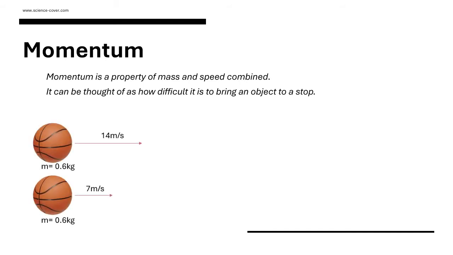These two basketballs have the same mass, but one basketball is moving at 14 meters per second while the other is moving at 7 meters per second. This means that the top basketball has more momentum. It's more difficult to stop as it has more speed.